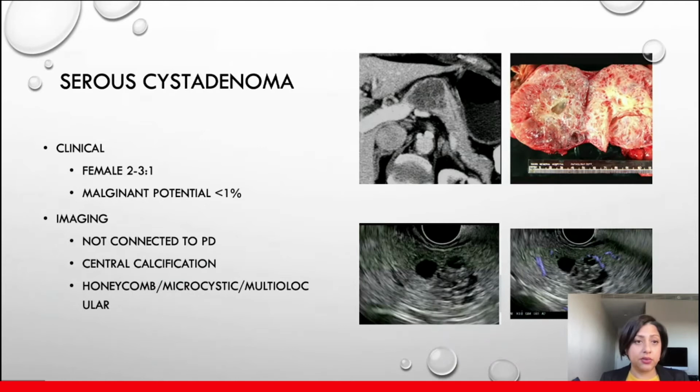So serous cystadenomas, as I mentioned before, the majority of these are benign, but there is a malignant potential risk even in these particular lesions. They tend to be more common in females, a ratio of almost triple that of men. When we do the imaging, we find that it's generally not connected to the pancreatic duct. There is often a central calcified scar. And when you do the EUS, you can see this honeycomb microcystic appearance. And after using your Doppler, it can also help delineate the borders of the lesion.